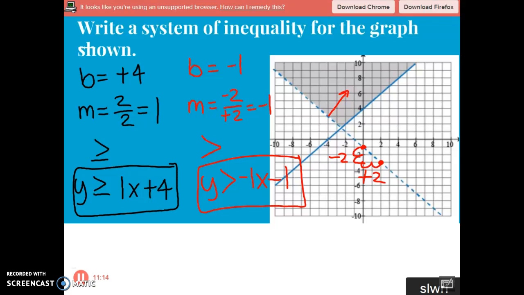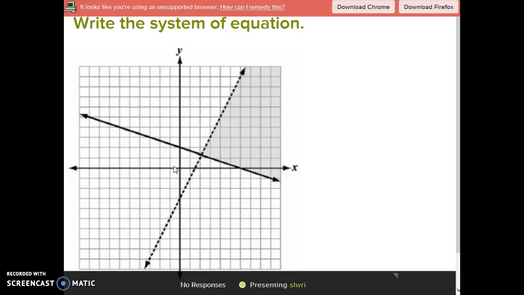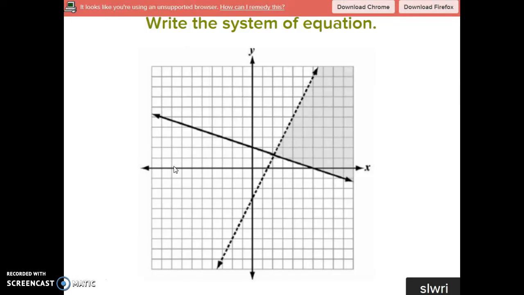What a great job. Thank you for your hard work. Want to try one more? Yep. Let me give you a moment to try this all by yourself. Go ahead and hit pause and try writing that system of inequalities.